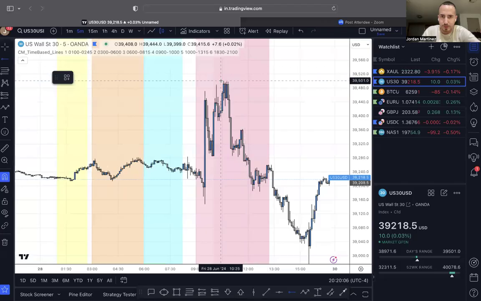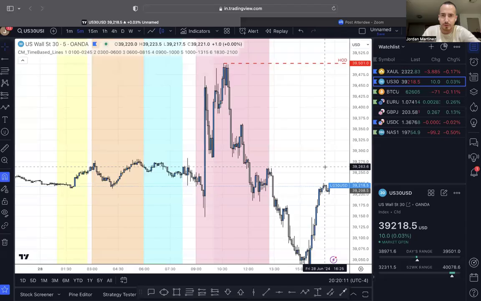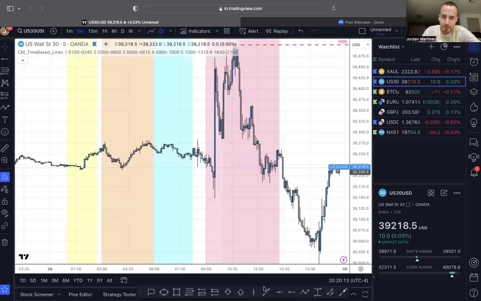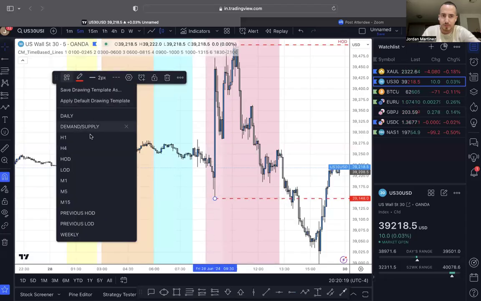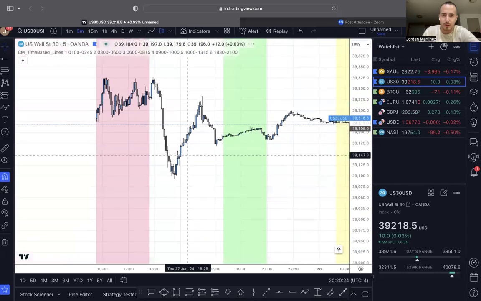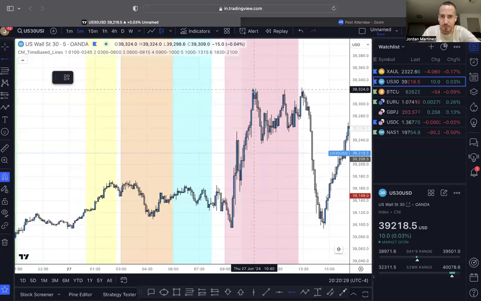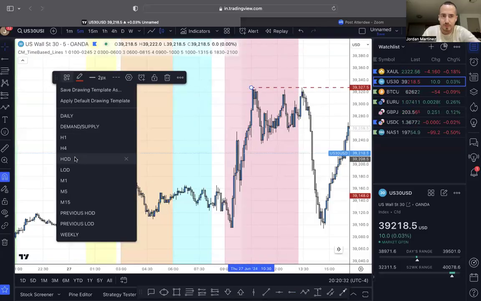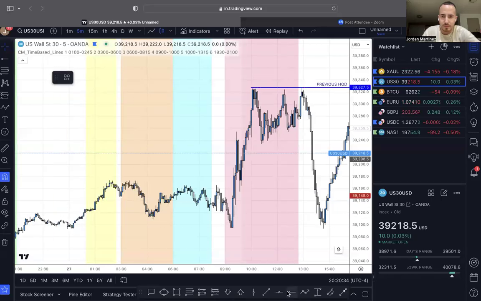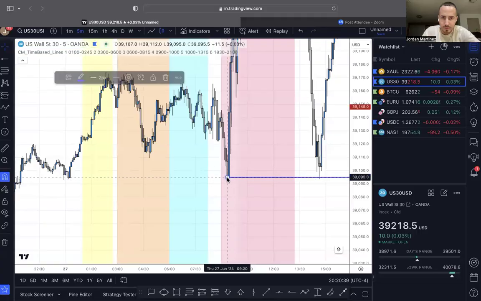So same thing, guys. We're going to mark the high of day, which is right here, the highest point between Frankfurt and New York session on Friday. And now we're going to mark the low of day, which is going to be this point right here. Low of day. And now we're going to mark the previous high, previous low of day. This point right here. And there we go, previous low of day.